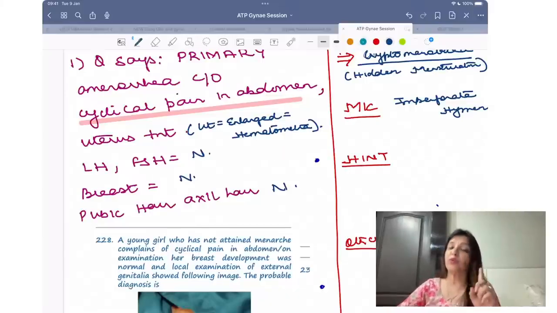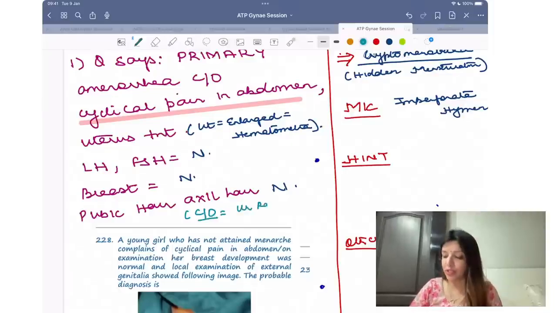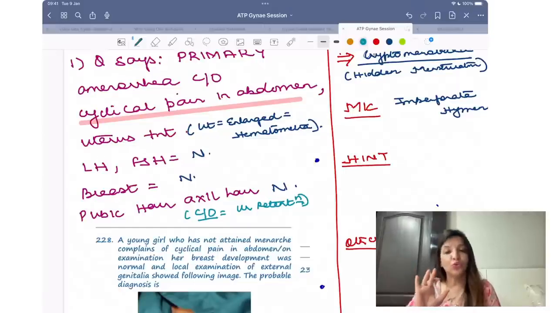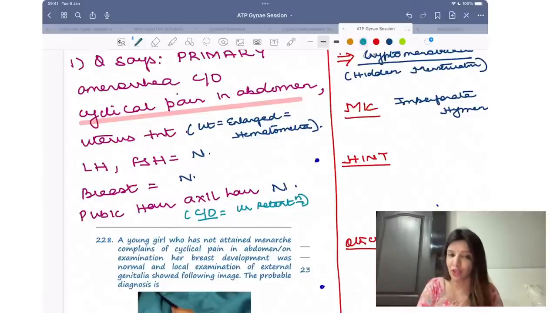One more thing with which a patient of cryptomenorrhea can come to you is a complaint of urinary retention. Why? Because there is blood inside the vagina, there is blood inside the uterus. When there is blood inside the vagina, it can press the urethra. So the urethra gets pressed, due to which there can be urinary retention.